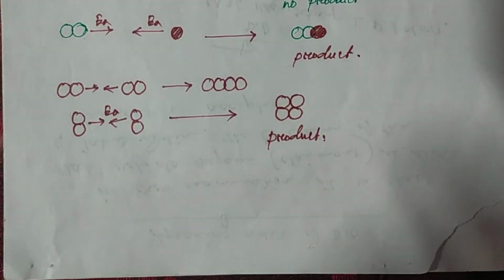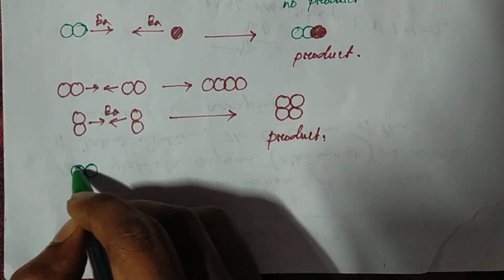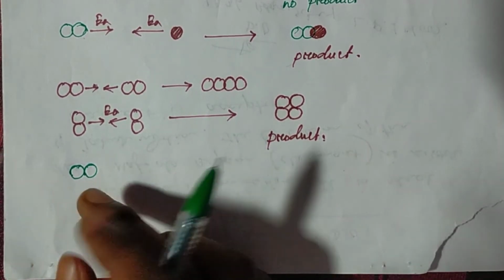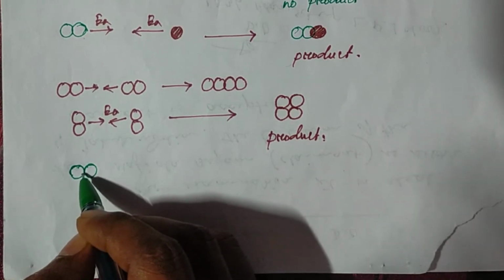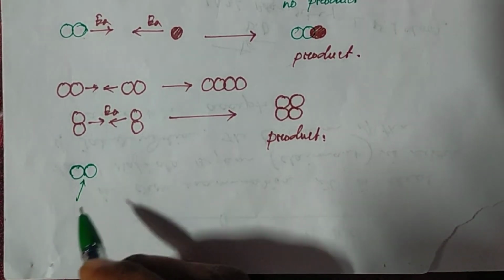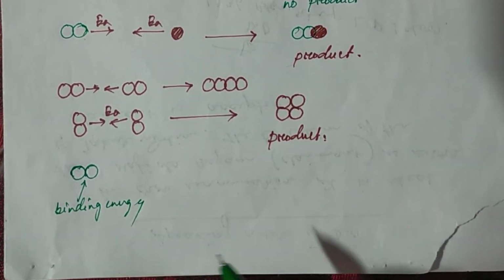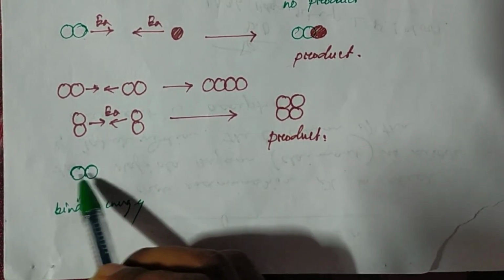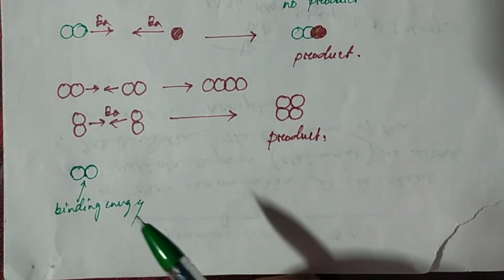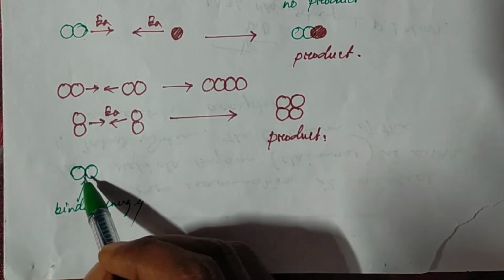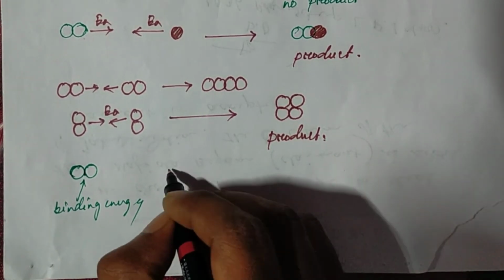As we know, if there is a molecule here, these two atoms are bonded to each other by an energy which is called the binding energy. To break this bond, a sufficient energy is required. Now another molecule is coming.